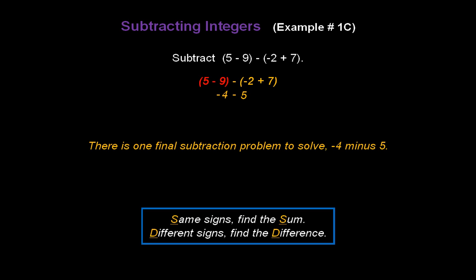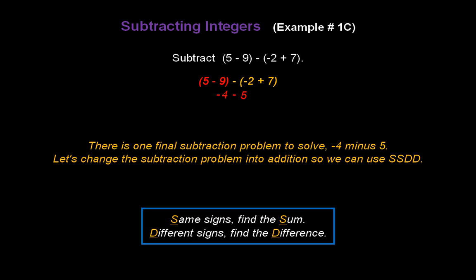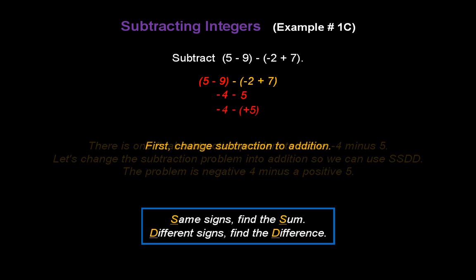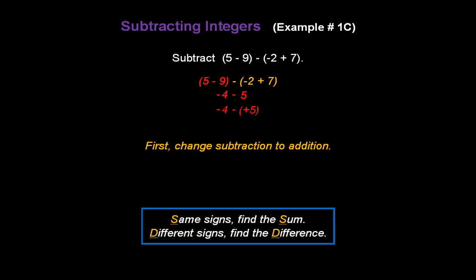Now there's one final subtraction problem left to solve. Negative 4 minus 5. Let's change the subtraction problem into an addition problem. Then we can use SSDD. Now the problem is negative 4 minus a positive 5, because remember, we don't see a sign on the 5, so it's a positive. So let's write that as negative 4 minus a positive 5. And now we can change subtraction to addition. And our last step, change the positive 5 to a negative 5.